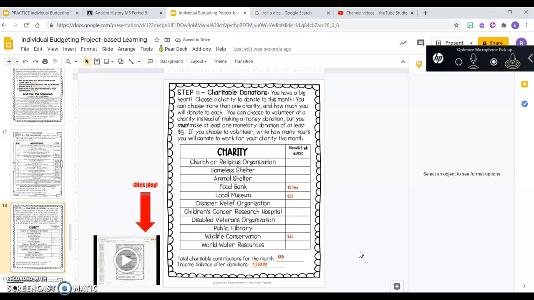Because it is nice and proper to give to charity to those less fortunate than yourself.